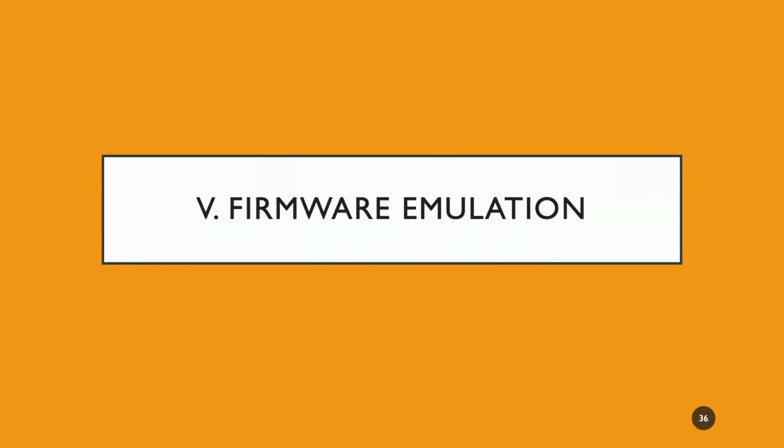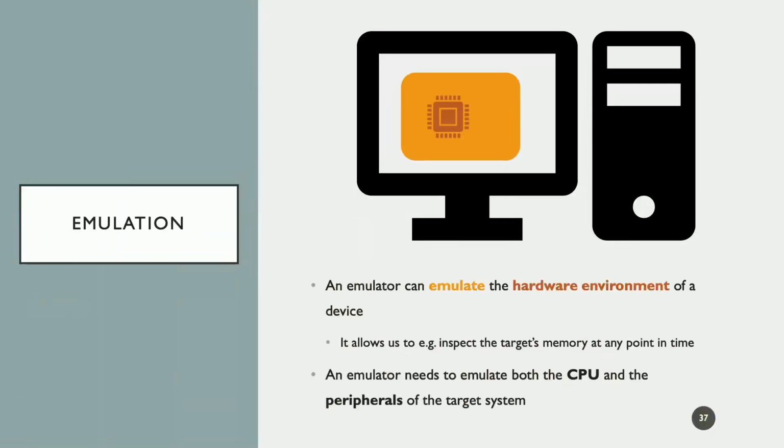Emulation. On a high level, an emulator can emulate the hardware environment of a device. So let's say we would be able to emulate the PSP. We could just stop execution at an arbitrary point in time and read out the memory at an arbitrary address. That's how we could get the page table. An emulator needs to emulate both the CPU and the peripherals of the target system.